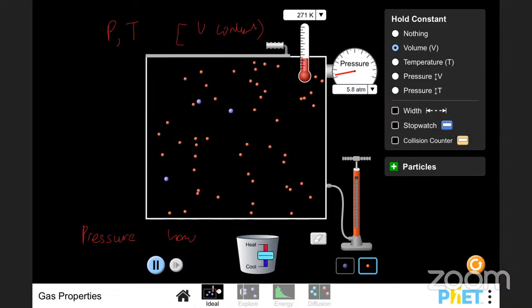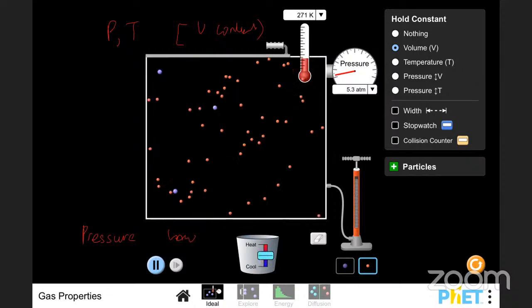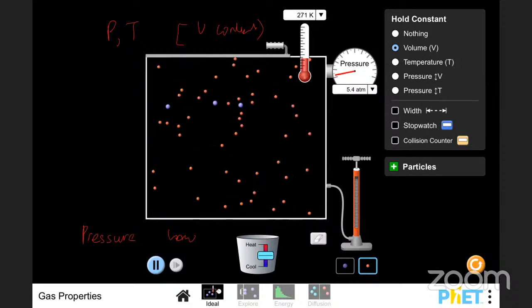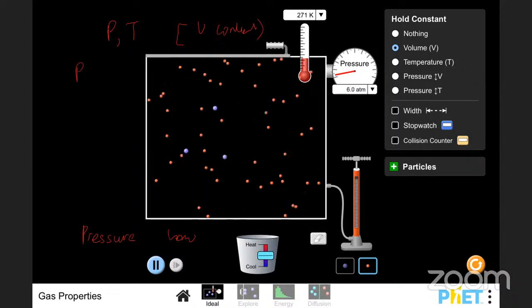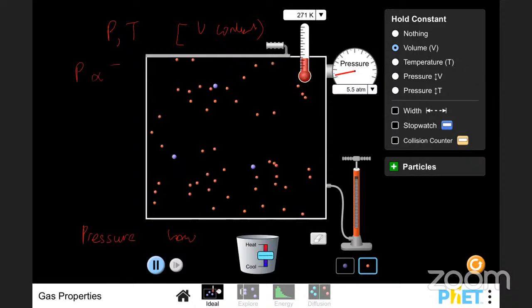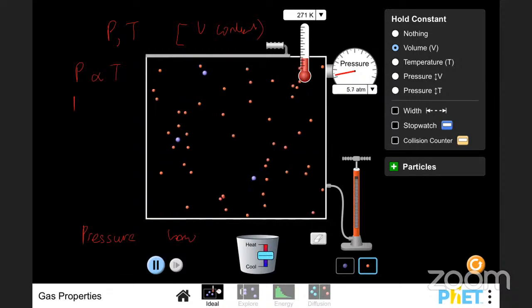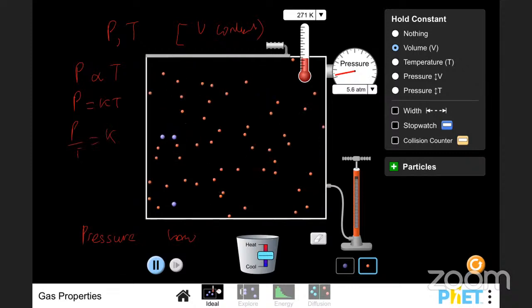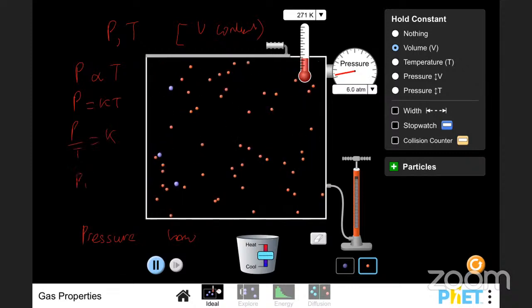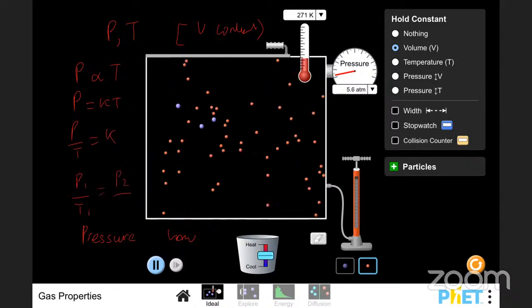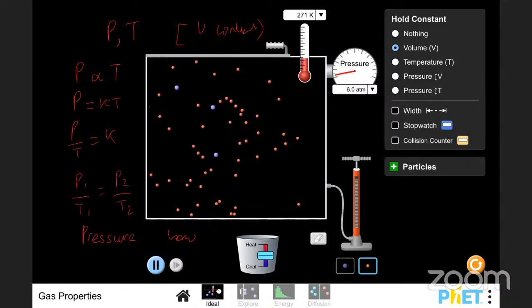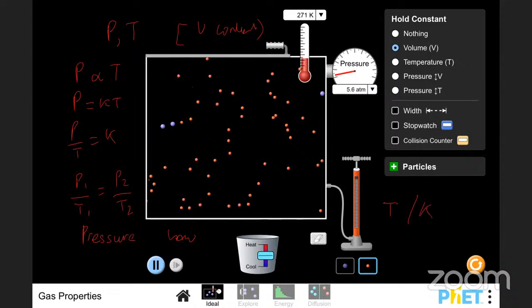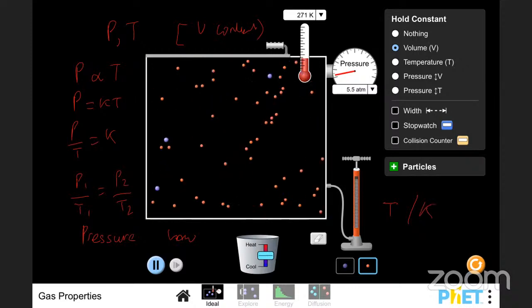So at constant volume, what does that mean? At constant volume, it means that pressure and temperature are directly related. So the formula looks like this. P is equal to KT, or P over T is equal to K. So your pressure law formula is P1 over T1 equals P2 over T2. Okay, copy it down, and I want you to remember that temperature must be in Kelvin. We do not use degrees Celsius in any of the calculations, right?